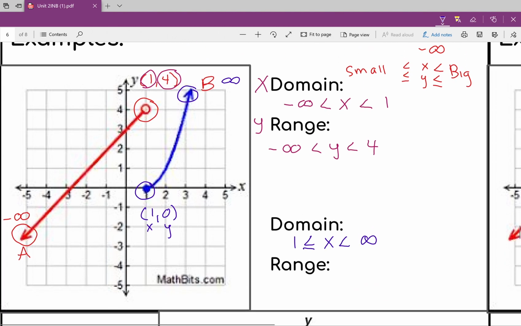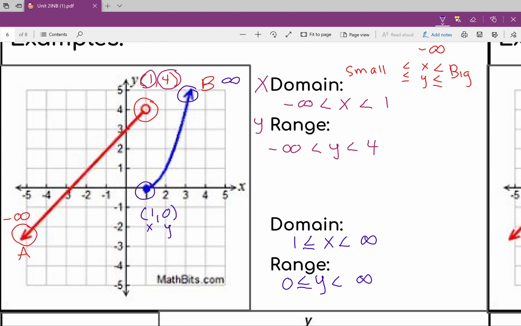Same thing, we're going to look at range. Our smallest number on the y's is 0. Since it has a closed dot, that's going to be less than or equal to y, because range is y. And that arrow is going to infinity, so I'm going to do less than infinity. So that is my domain and range for both graph A and graph B, where one has an open dot and the other one has a closed dot.